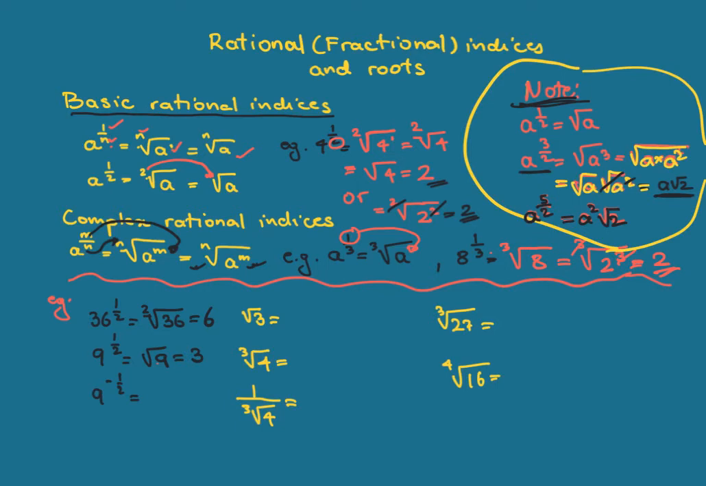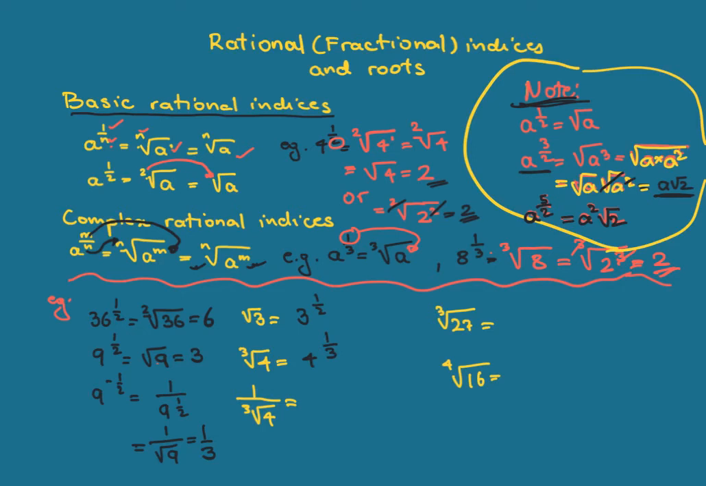We know when we have negative indices, if we want positive, we're going to move, if it's in numerator to denominator, if it's in denominator to numerator. So this one is numerator, so you're going to move it to a denominator, it becomes positive, which means you're going to have 1 over square root of 9 and is equal to 1/3. Okay, the next one, square root of 3, to write in index form, is the same as 3 to the power of half. The next one, 4, is the same as to the power of 1/3.